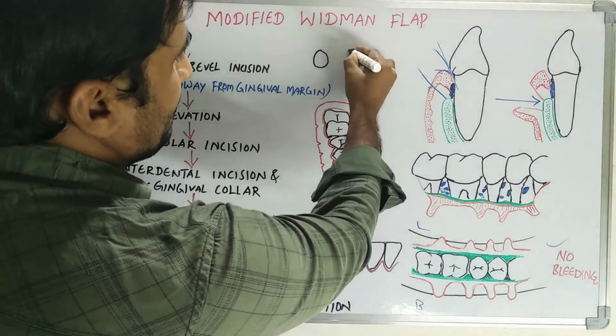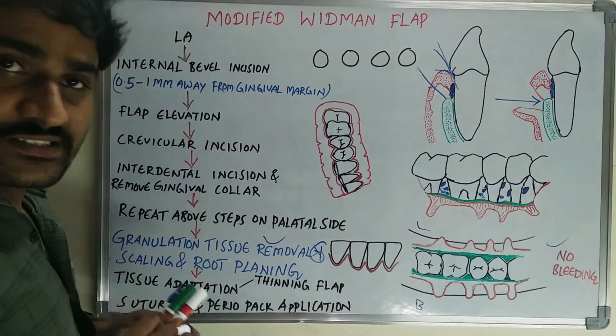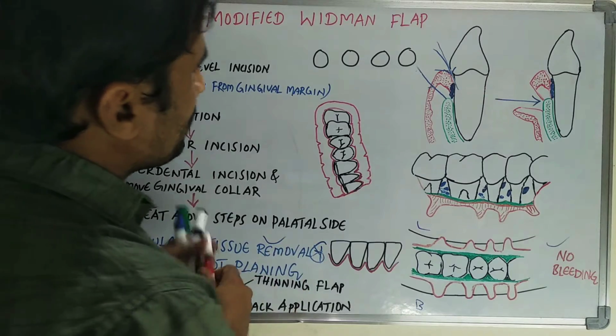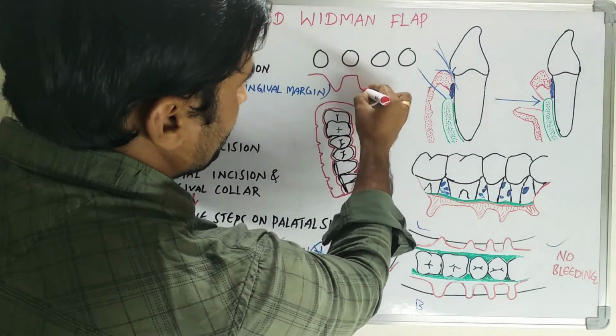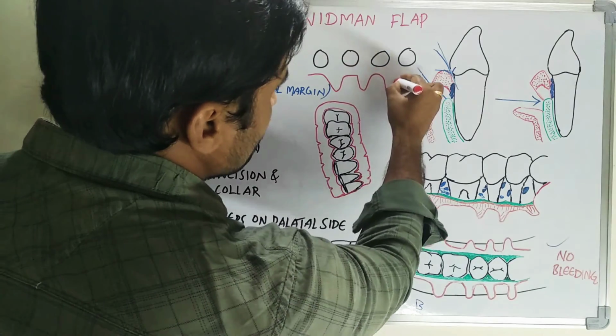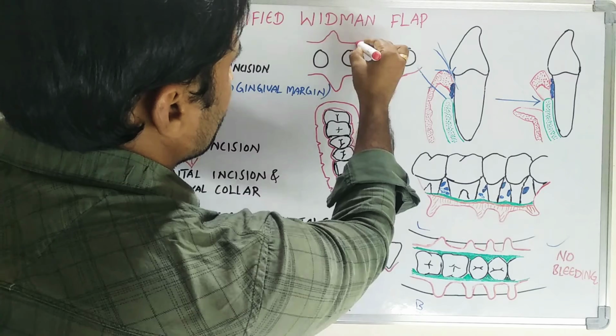so these are the teeth, right? I will show the continuous sling suture here. These are the teeth, and this is the flap. This is the interdental papilla, and this is the interdental papilla, and this is on the lingual side, right?